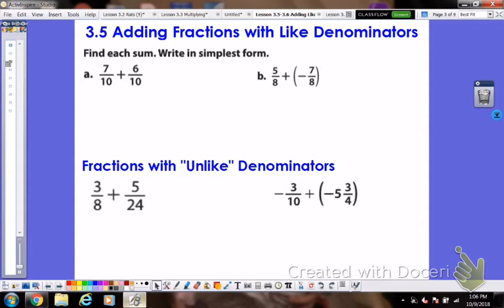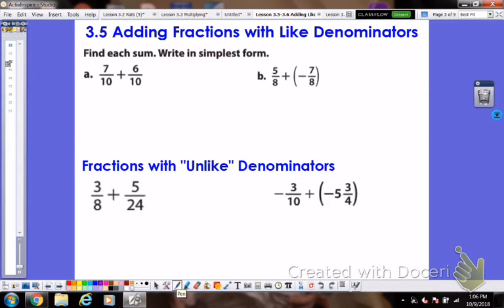For this last section, our 3-5 section, we're going to split this into 2 days. So for this video, we are just doing the adding fractions. We have 2 different kinds of fractions: fractions with like denominators and fractions with unlike denominators.